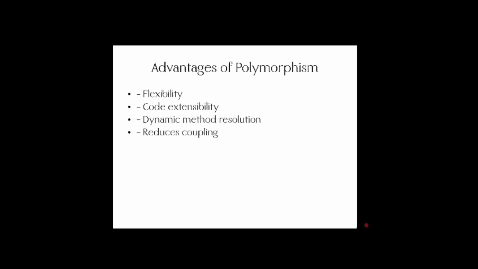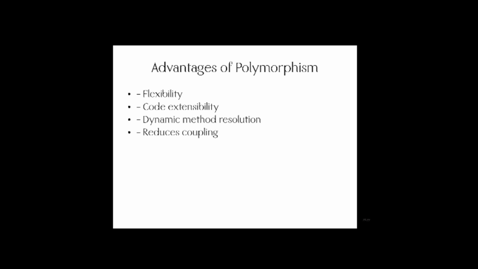And the next one is reduced complexity. It can reduce the complexity of code by allowing the use of the same method name for related functionality, making the code easier to read and maintain. And the next one is code extensibility. Polymorphism enables code extensibility as new subclasses can be created to extend the functionality of the superclass without modifying the existing code. The last one is better organization. Polymorphism allows for better organization of code by grouping related functionality in one class. And these are the advantages of polymorphism.